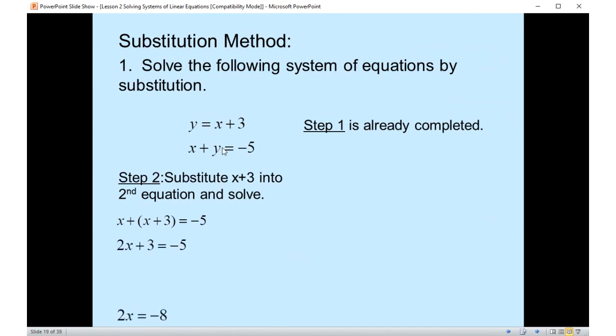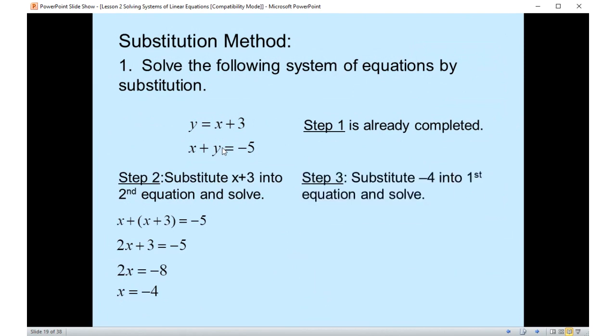And then you're going to solve the equation for x. So x is negative 4. Step 3 is to substitute negative 4 into the first equation and solve it. So you get y equals negative 1. So the answer is negative 4, negative 1.